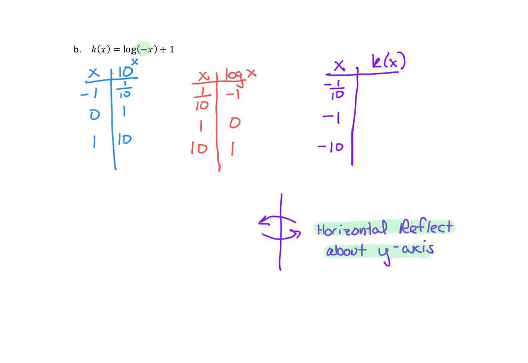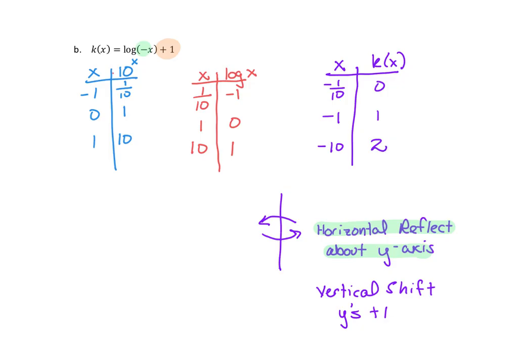All right, the other thing that we have going on here is a +1 on the outside. It's outside my function, which means it is vertical. It is an addition, which means that it is a vertical shift. And remember, because it is vertical, we do what it says. So we want to do our y's +1. And so if we do this, we get 0, 1, and 2.